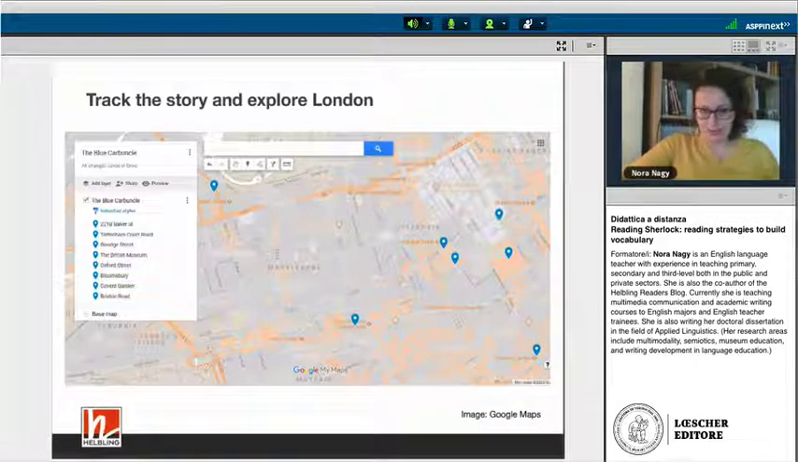All right, so tip number one, try to track the story on a map, and it will help you with exploring London. You can even check what these places look like in the illustrations, and then you can go and check some photos of these places using Google Maps.